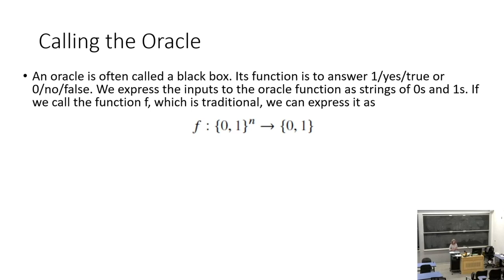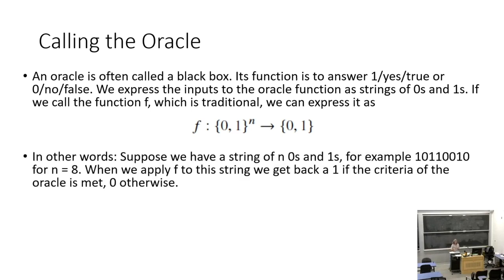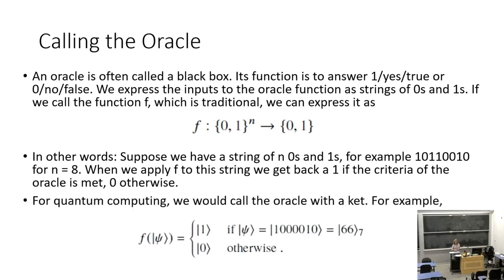We can express the inputs to the oracle function as a string of zeros and ones. If we call the function f, we can express it as f: {0,1}^n to {0,1}, where n is some number of qubits, and it gives you back 0 or 1. This is a long-winded way of saying, suppose we have a string of n zeros and ones, like 1, 0, 1, 1, 0, 0, 1, 0 for n equals 8. When I apply f to this string, I'm going to get back 1 if the criteria of the oracle is met, and I'm going to get back 0 otherwise. So, for example, if I have some quantum state, I'm going to get 1 back if some certain criteria is met. Say that quantum state is equal to 1, 0, 0, 0, 0, 1, 0. And I'm going to get 0 otherwise.